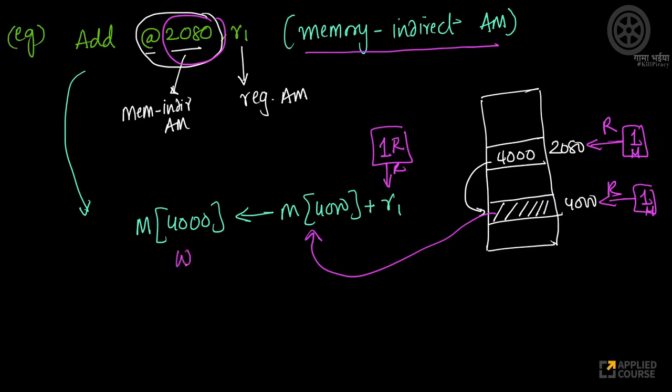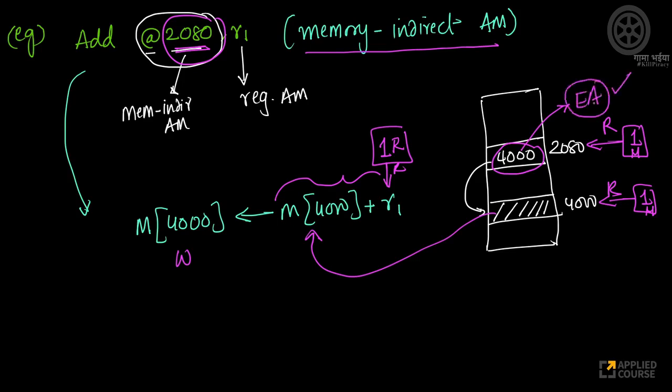Finally, I'll have to write it here. To write it here, it says ampersand 2080. So again, I go to 2080 location. I look at what is the address here. In that address location, I'll write the resultant of this whole arithmetic operation. This is called memory indirect addressing mode, right? Because we are using a memory address like this to store the address of, again, this is your effective address here.